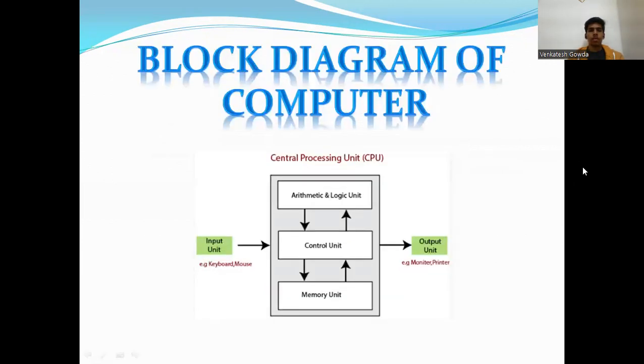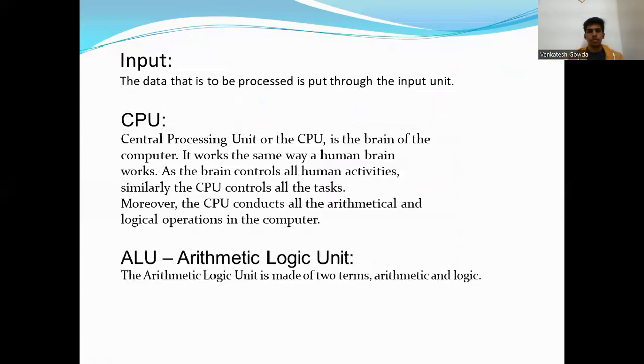Now we shall study the block diagram of a computer. A block diagram of a computer system includes the input unit, arithmetic logical unit, control unit, memory unit, and an output unit. The examples for input unit are keyboard or mouse. Output unit examples are monitor and a printer.